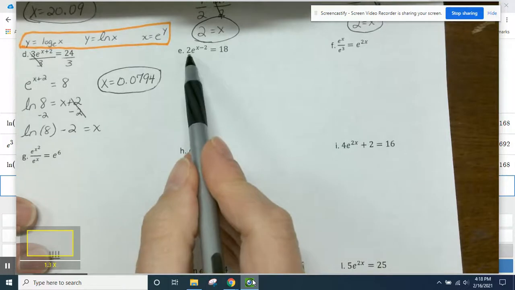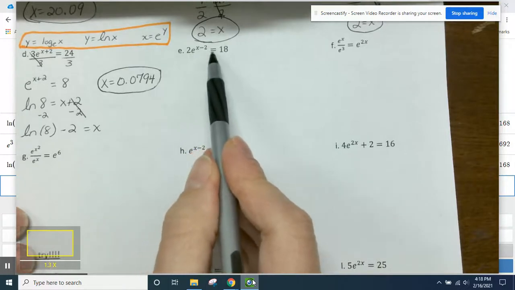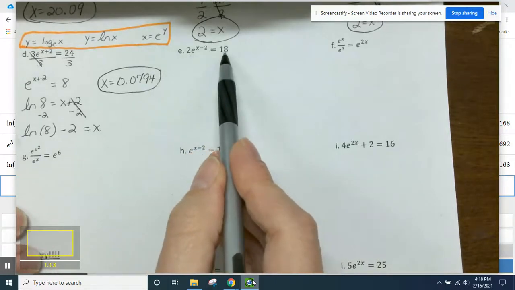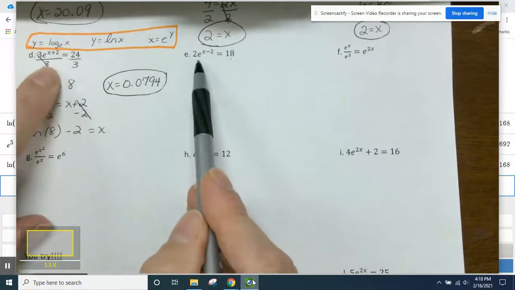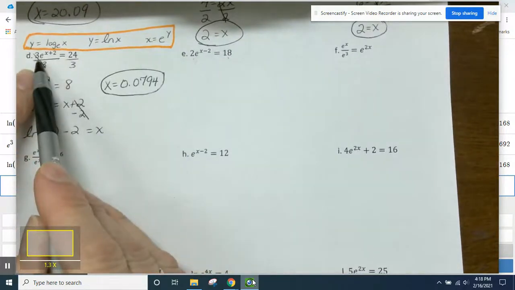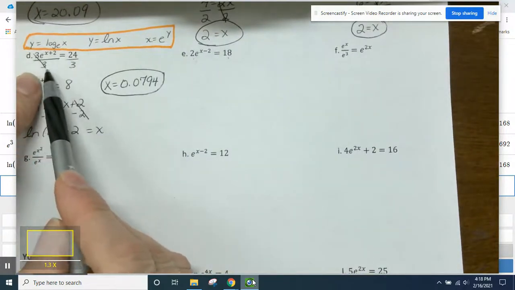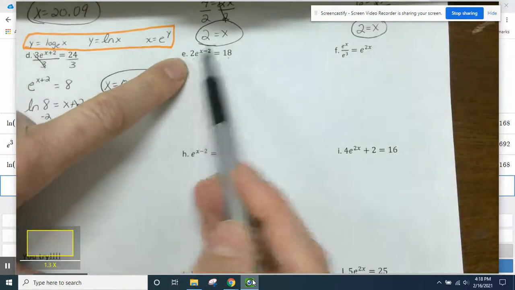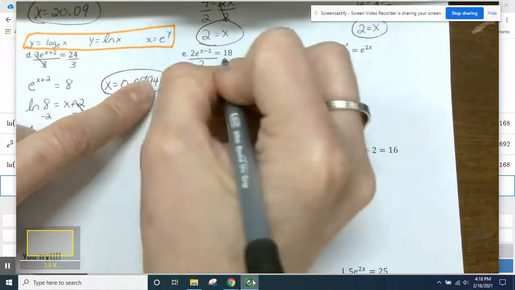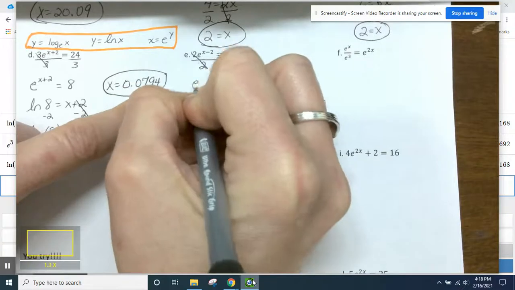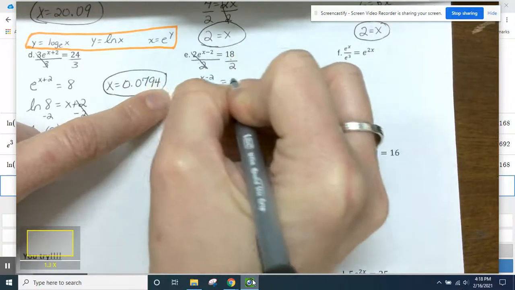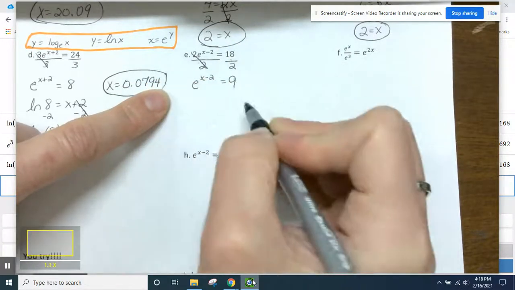Okay, for the next one, 2e to the x minus 2 equals 18. Now, hopefully you recognize that these two are very similar. This one had a 3 in front, so we started by dividing by 3. This one has a 2 in front, so we're going to start by dividing by 2 on both sides. That gives us e to the x minus 2 equals 9, because 18 divided by 2 is 9.